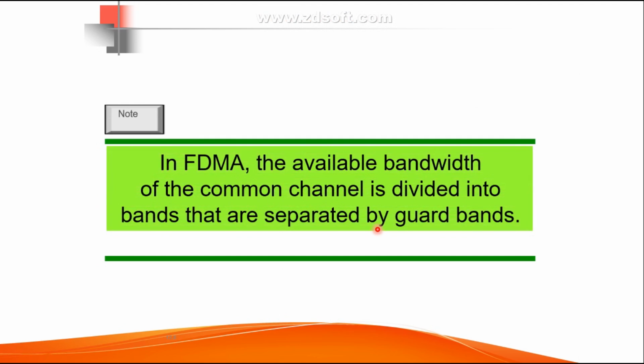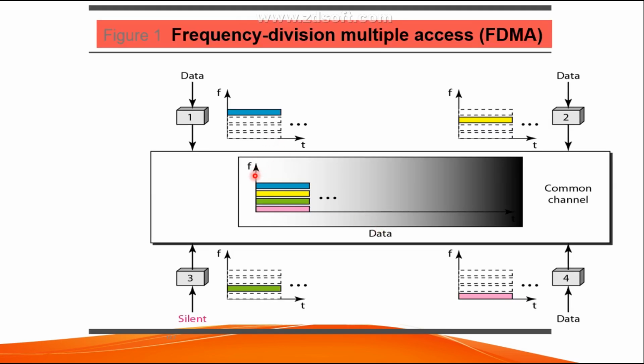As I already told, the bandwidth of the channel is divided into bands, but they are separated by these guard bands. You can see, guys, a difference between these frequency bands, which is called guard bands, so that the data from each band should not interfere with each other.